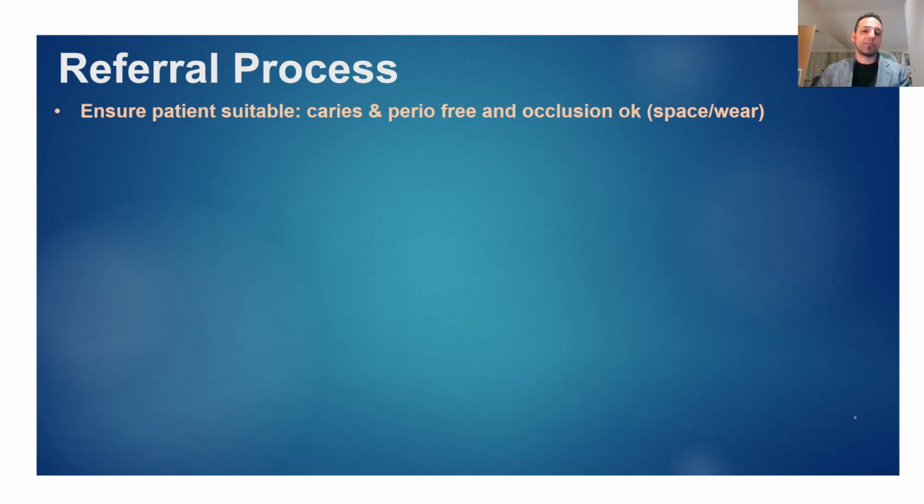So let's talk about the referral process first of all, and how you can build these retainers with pontics into your plan, especially if you're going to refer to, for example, me for an implant or a bone graft. If you want to place the implant, you can refer to me for the bone grafting and then do the implant yourself. So you ensure that the patient's suitable. First of all, they've got to be caries and perio free, and the occlusion's got to be okay in terms of space and wear. Explain the consequences of not filling the tooth gap to the patient.